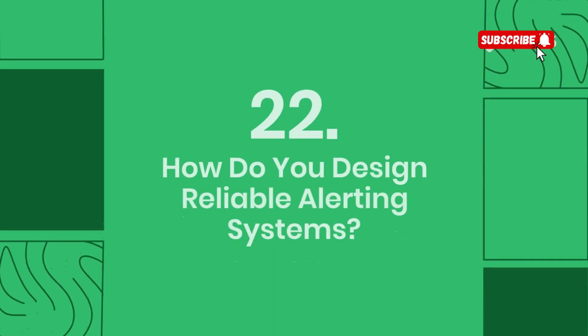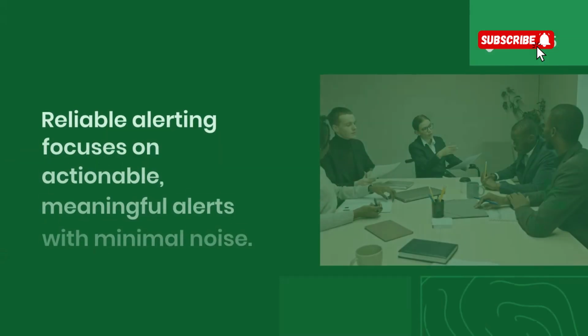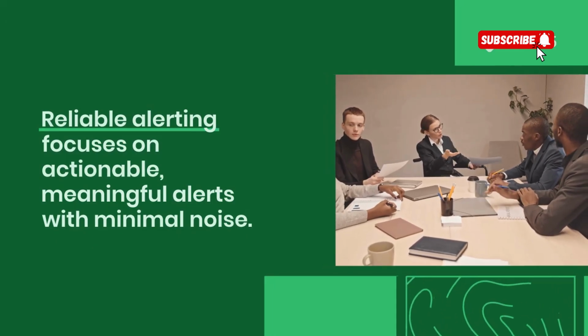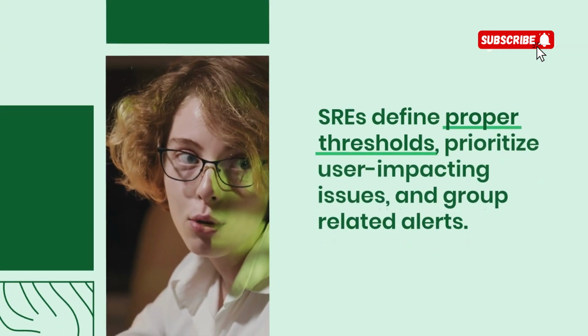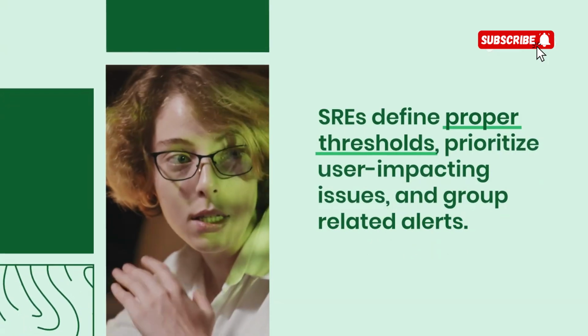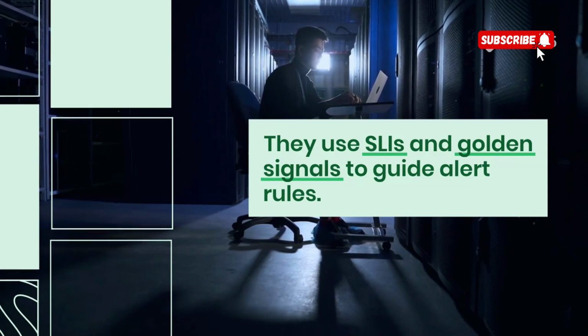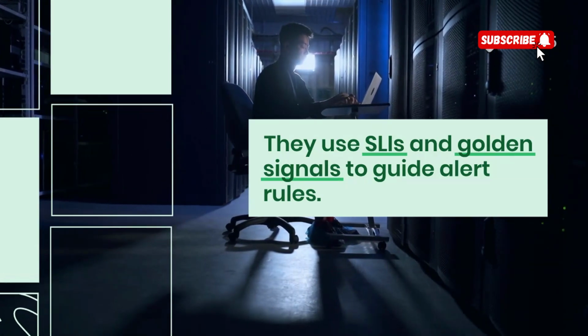22. How do you design reliable alerting systems? Reliable alerting focuses on actionable, meaningful alerts with minimal noise. SREs define proper thresholds, prioritize user-impacting issues, and group related alerts. They use SLIs and golden signals to guide alert rules.